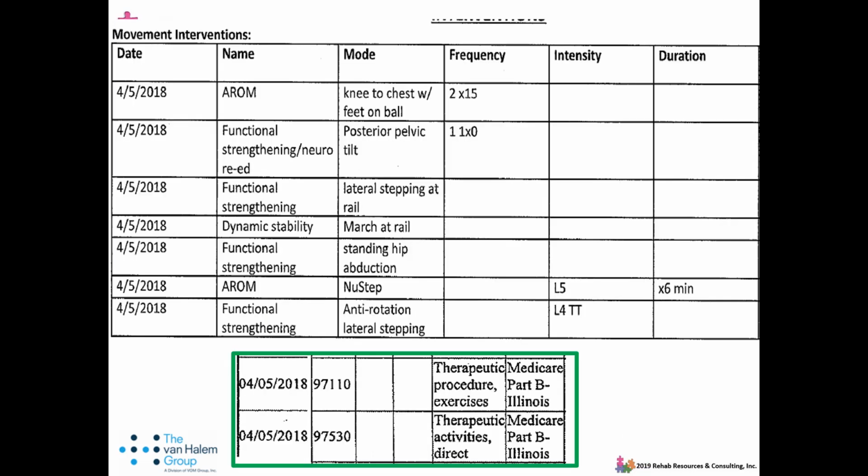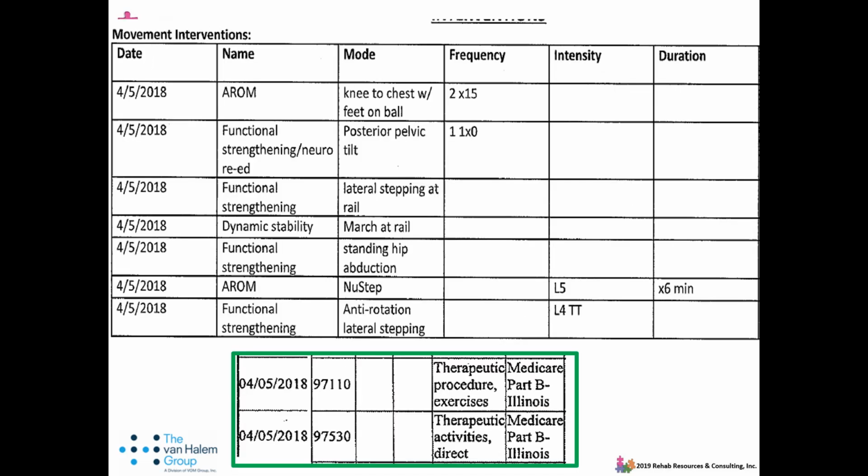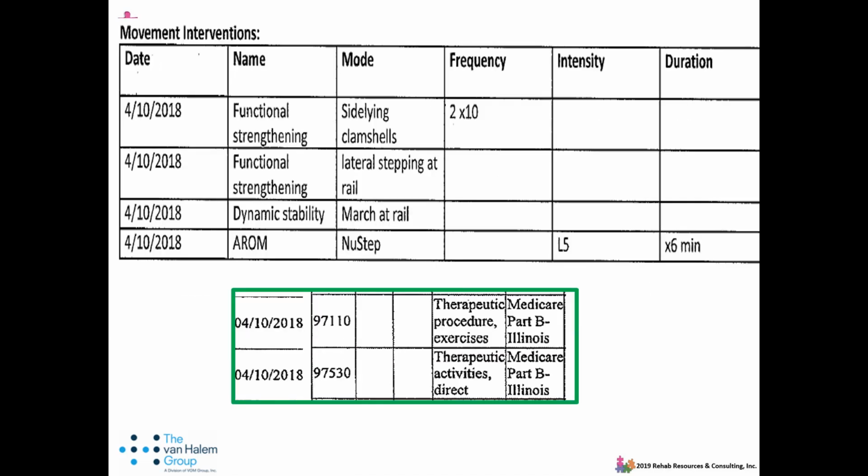In this example, this patient's treatment on April the 5th showed 7 different activities. 1 unit of therapeutic exercise was billed, and 1 unit of therapeutic activities was billed. On the same patient on April the 10th, there were only 4 activities versus 7 the day before, but the units billed were the same: 1 unit of TheraX and 1 unit of therapeutic activities.